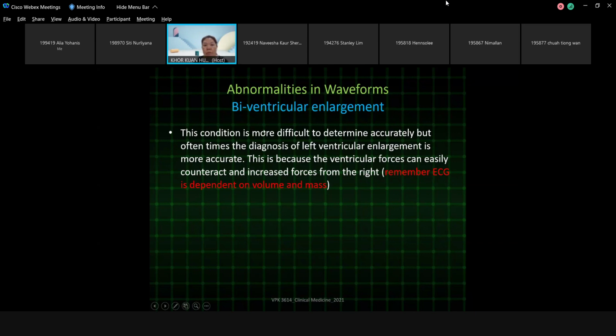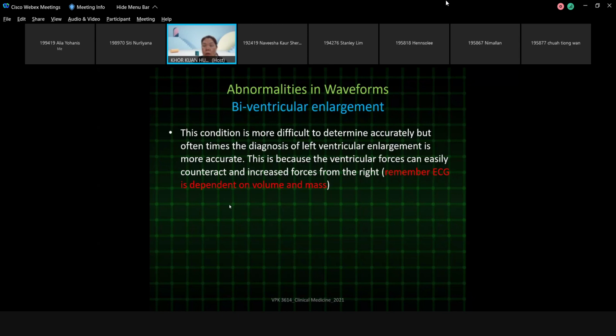If there is biventricular enlargement, this condition is very hard to determine accurately, but often the diagnosis of left ventricular enlargement is more accurate. This is because the left ventricular forces can easily counteract the increased force to the right. Remember, ECG is actually dependent on the volume and mass.